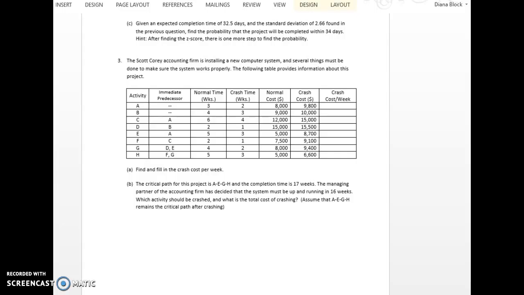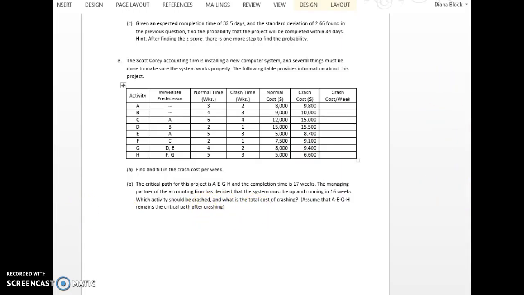So the biggest mistake that I see in this in the past is that students will state that a cost should be crashed that's not on the critical path. And so that's not going to be the correct answer. You want to have the activity that has the lowest crash cost per week that is on the critical path. Not just the lowest crash cost per week, but the lowest crash cost per week that is on the critical path is going to be your answer down here.